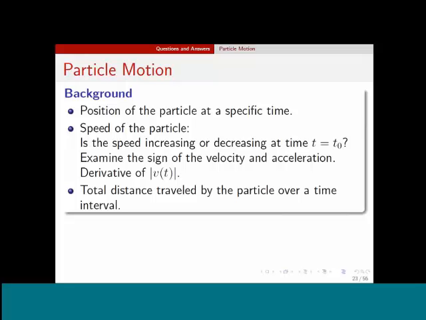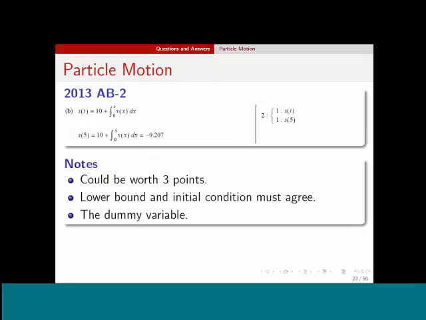I thought this was very clever, and this is, I think, a result of technology, at least in my opinion. If you want to know whether the speed is increasing or decreasing, you can actually look at the derivative of the absolute value of the velocity. Something that I would never have thought to do 20 years ago analytically, but with a calculator, they can actually do this. And another common question is the total distance traveled by the particle over a time interval. So I'm going to take a look at a couple of examples here.